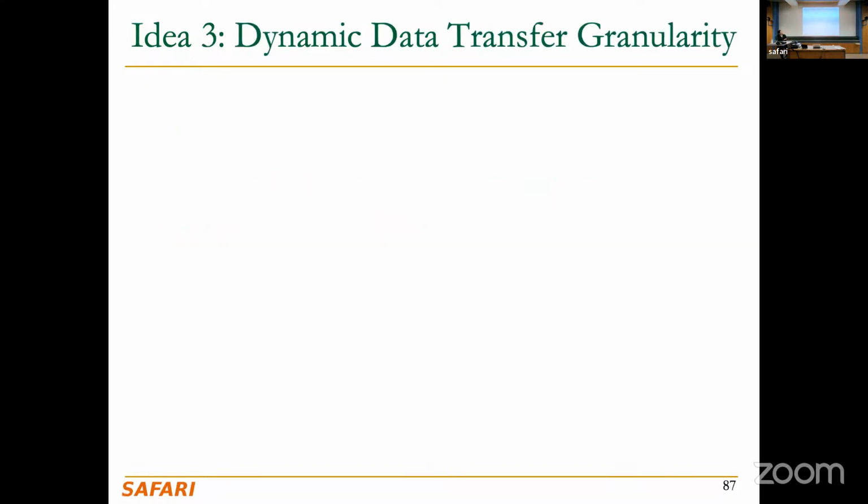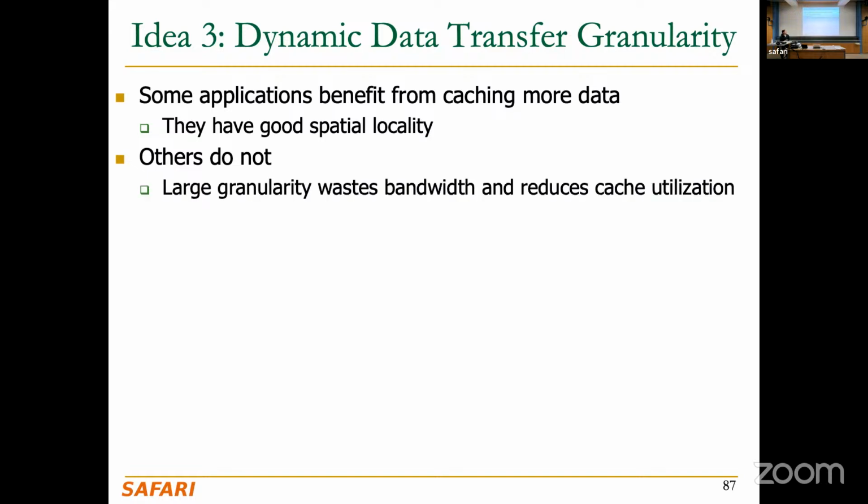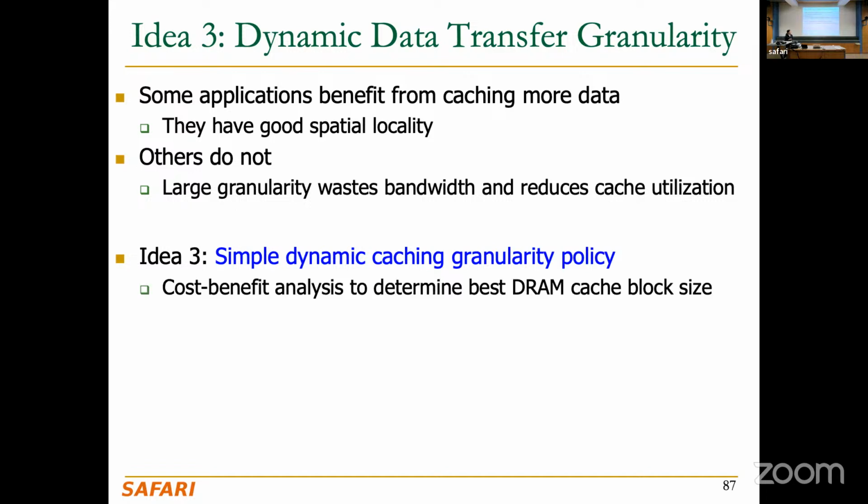And the third idea is that we dynamically decide the data transfer granularity to cache. Some applications benefit from caching more data, since they have good spatial locality. However, there are other applications that cannot benefit from caching a lot of data, since a large granularity wastes bandwidth and reduces cache utilization. So the key idea here is a simple dynamic caching granularity policy that different applications can benefit from.